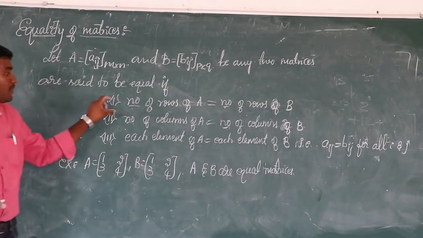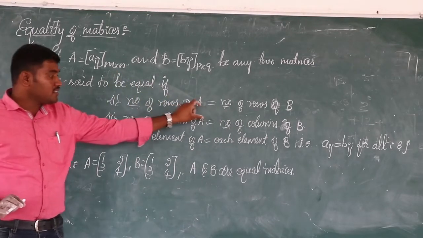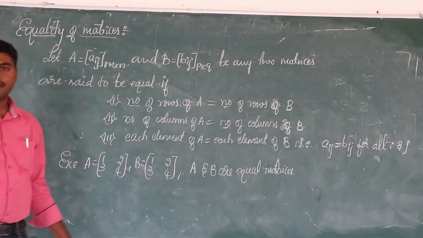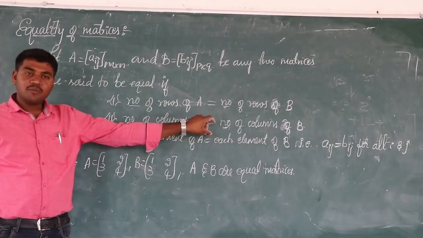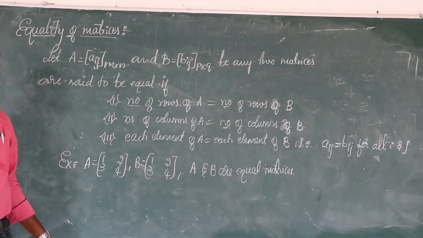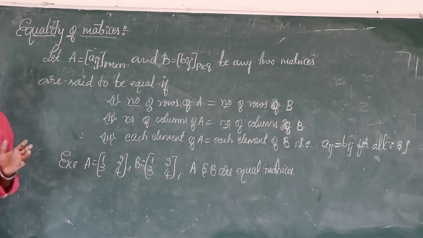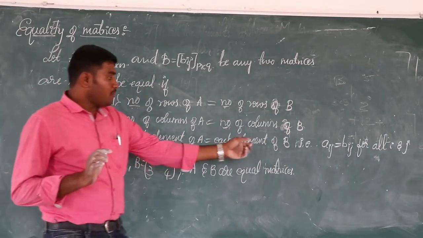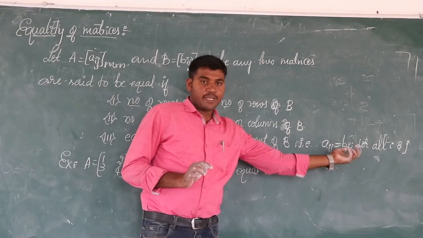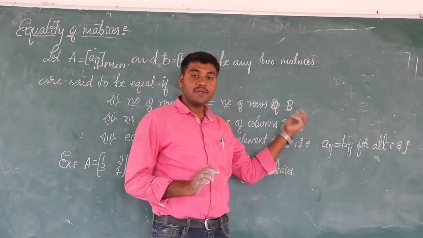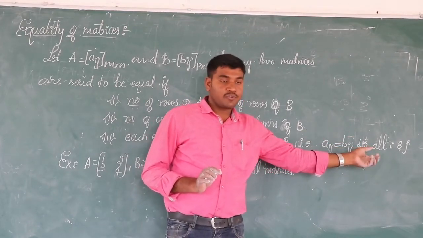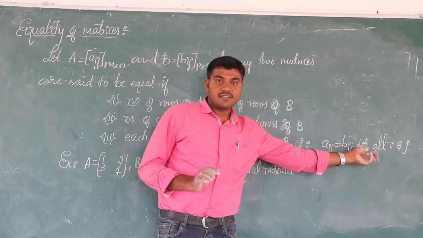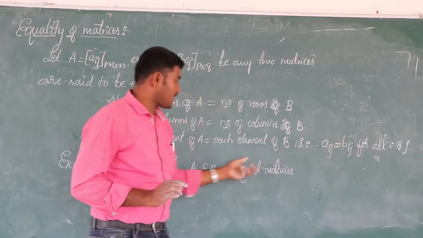They are: number of rows of matrix A is equal to number of rows of matrix B, and number of columns of matrix A is equal to number of columns of matrix B. Each element of A is equal to each element of matrix B. That is simply noted as Aij equals Bij. Here Aij indicates elements of matrix A, Bij indicates elements of matrix B, for all i and j, i indicates rows, j indicates columns, right?